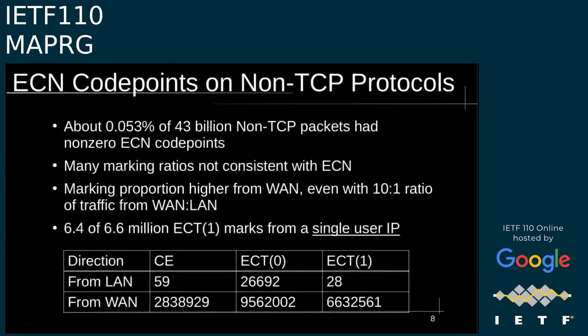As for ECN endpoints set for non-TCP protocols, I'll go through this relatively quickly, but unlike TCP, the data for non-TCP is less clearly attributable to ECN because we apparently observed at least some misuse of the field. For one, the proportion of marks from the WAN is higher than one would expect, even taking into account the 10:1 ratio of traffic between the WAN and LAN. And I'll also note that we saw one IP with clear misuse of the currently unallocated ECT1, which accounted for some 97% of the ECT1 usage in total. That could potentially have been a large peer-to-peer download from a misconfigured peer, but in any case, this confirms that at least occasional and sometimes spectacular misuse of the ECN field does happen.